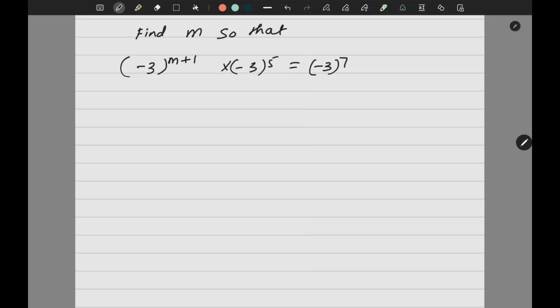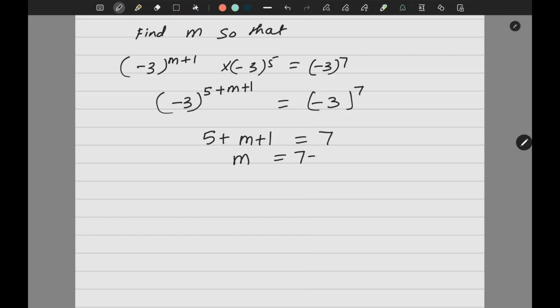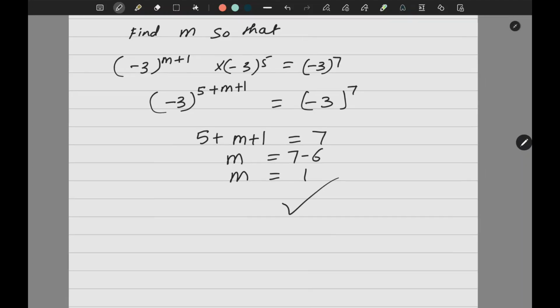Find m so that this equation is satisfied. Now see, minus 3 to the power 5 plus m plus 1 is equal to minus 3 to the power 7. Now when the base is the same, I can always compare the powers. So m is equal to 7 minus 6, which is equal to 1. Answer. This type of questions are very important.